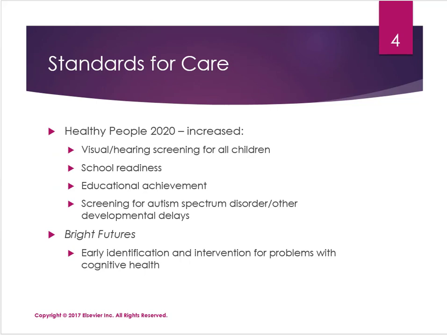There are certain screenings that are performed, and these are supported by the Healthy People 2020, and they include both visual and hearing screenings in children. We know that these screenings are helpful to determine if the child is ready for school. They also address the child's ability to have educational achievement, as we know that if a child has difficulty hearing or seeing in the classroom, that's going to impact their learning ability. And we also screen for any individual on the autism spectrum and assess for any developmental disorders. So, early identification and intervention for any problems with cognitive health is very important in this developmental time.